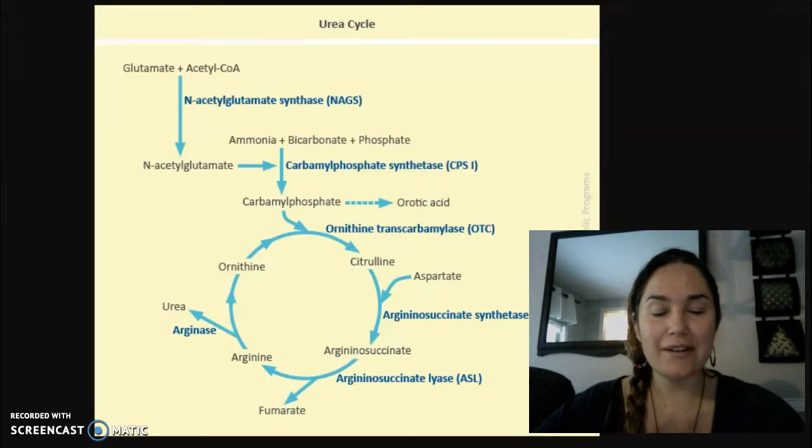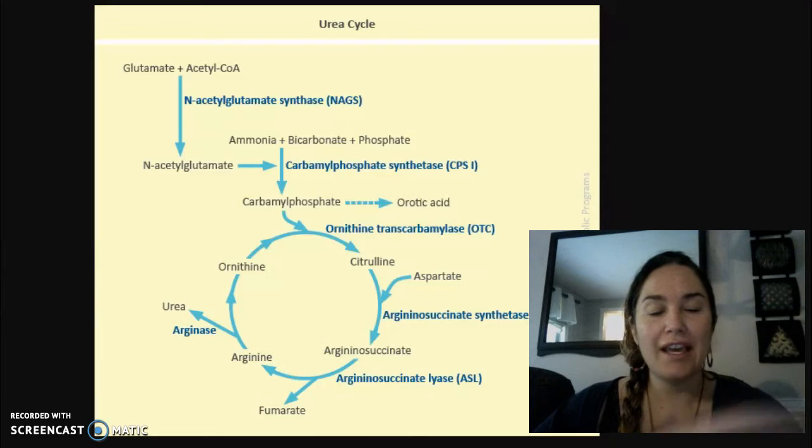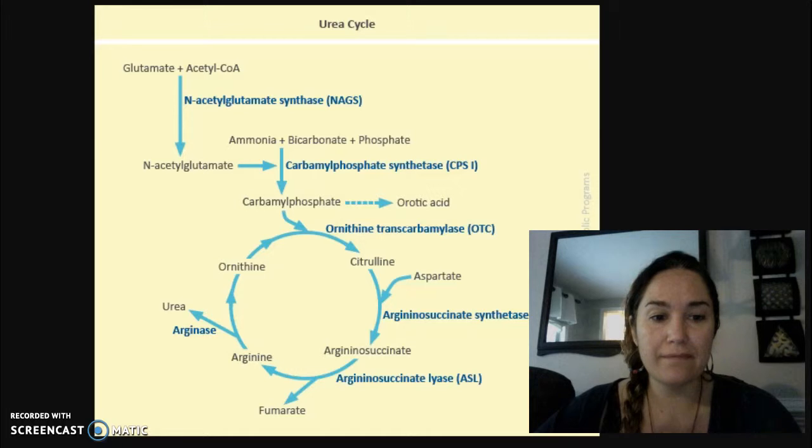Hi, so today we're going to be reviewing a couple cases from our biochemistry course. And the first case that we're going to be looking at is case number 1.